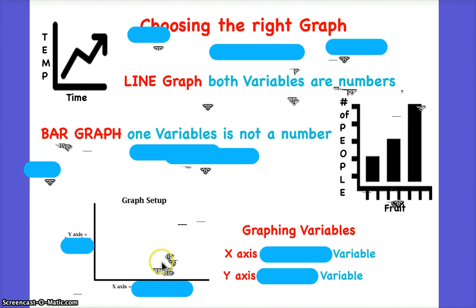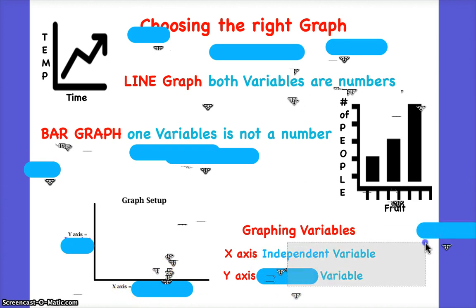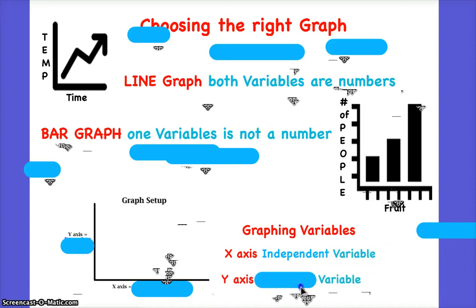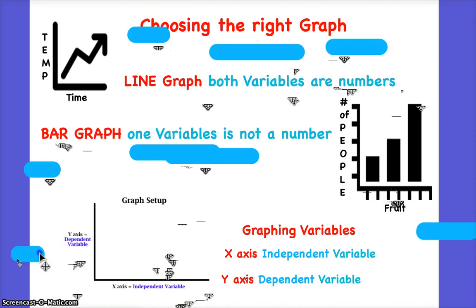In addition, when you're graphing, your independent variable goes on the x-axis and your dependent variable goes on the y. It doesn't matter how weird it seems, even if you want to flip them, the independent variable always goes on x, which is the horizontal line. And your vertical line, which is your y-axis, is always going to be the dependent variable.